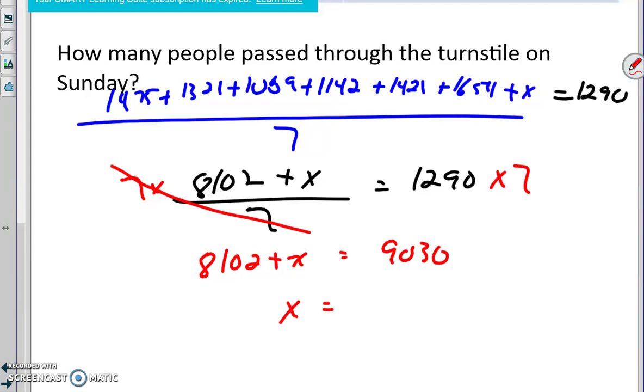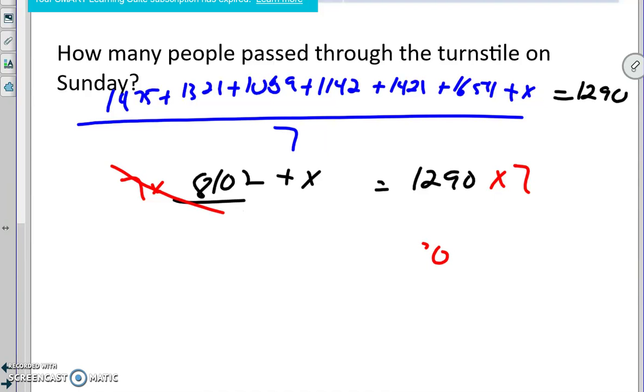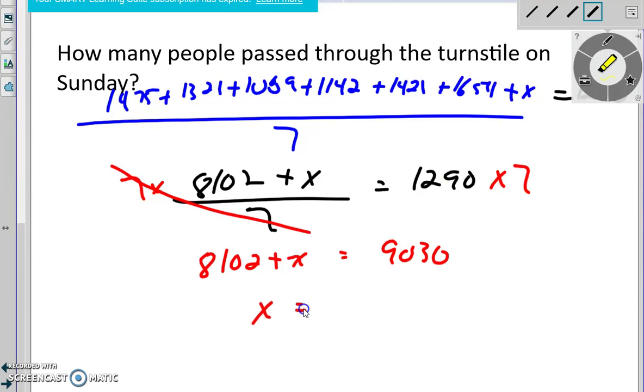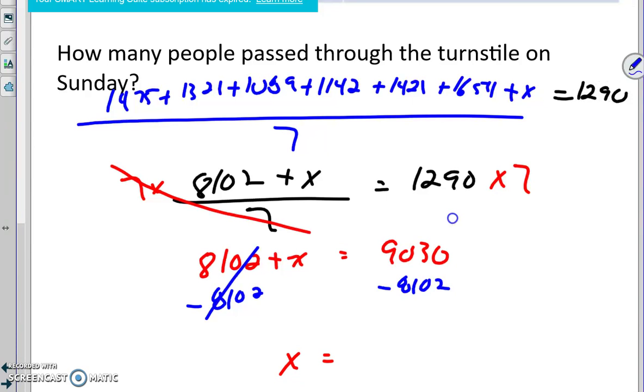And then we're going to do what? I'm going to subtract 8102 from both sides. I'm left with x on this side. Those cancel. x is 928.